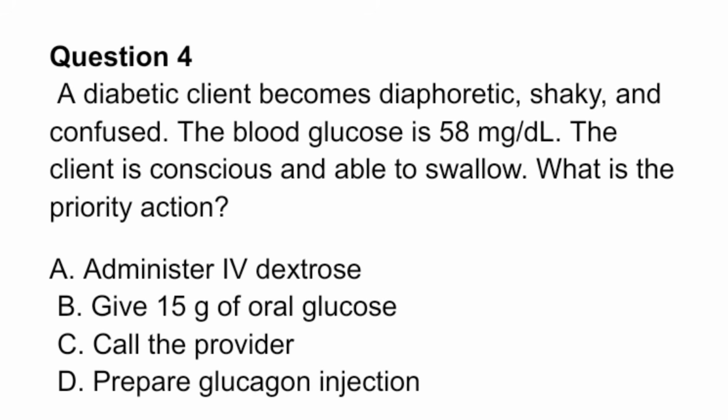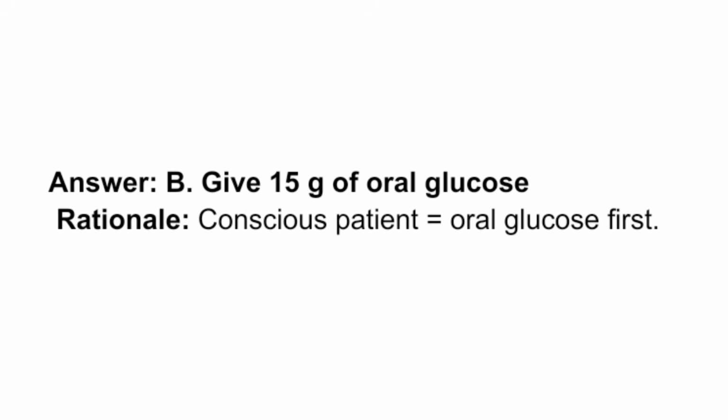Question 4. A diabetic client becomes diaphoretic, shaky, and confused. The blood glucose is 58 mg per deciliter. The client is conscious and able to swallow. What is the priority action? A. Administer IV dextrose. B. Give 15 g of oral glucose. C. Call the provider. D. Prepare glucagon injection. Answer: B. Give 15 g of oral glucose.